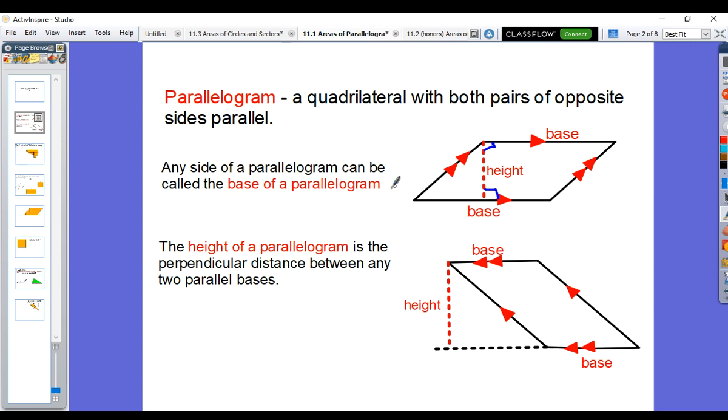As far as the height goes, the height has to be perpendicular. For example, here there's no way to make a perpendicular line on the inside, so you can extend one of the bases out to make a perpendicular between both bases with the height.